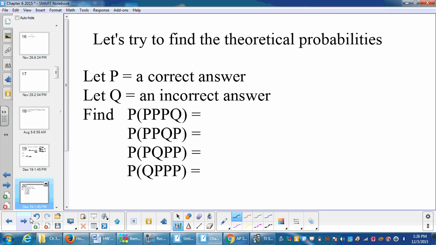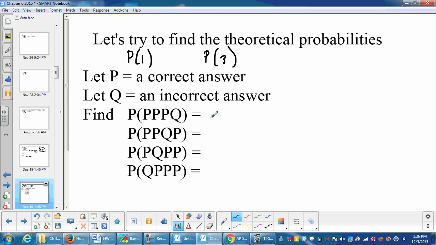Now let's try something else. Think if we wanted to find the probability that I only got 3 of them right, or the probability that I got 1 of them right. So if P is the correct answer, these are all of the different ways that I could get the first 3 right and then 1 wrong, 2 right, 1 wrong, and then 1 right, and so on. And so let's find the probabilities of each of these.